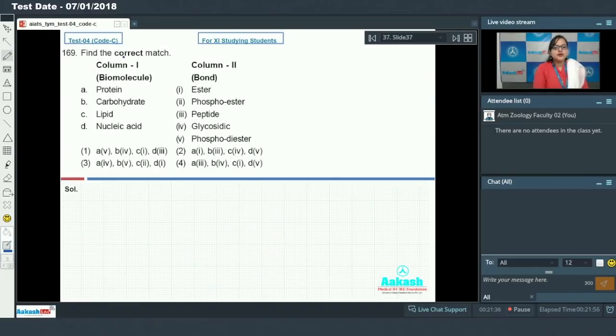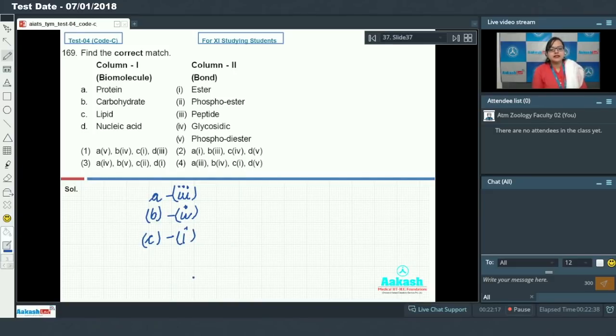Question 169. Find the correct match. In column 1 they are given different biomolecules, and in column 2 they are given different bonds which are present in the biomolecules. So in protein, peptide bonds are present. So A matches with 3. B is carbohydrate. In carbohydrate molecules glycosidic bonds are present. So B matches with 4. C is lipid, and in lipid the glycerol and fatty acid molecules are linked by ester bond. So C matches with 1.